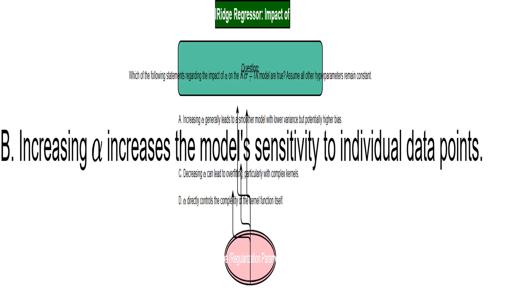This statement is false. Actually, it's the opposite. A larger ALPHA makes the model less sensitive. That's the entire point of regularization, to reduce the influence of individual data points. The model becomes more robust to noise, giving you a generalized smoother fit.